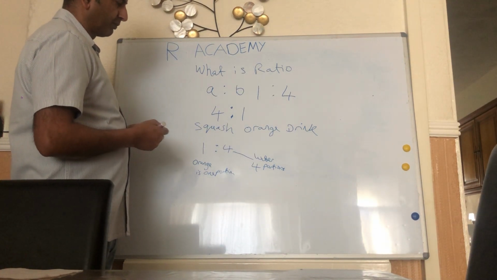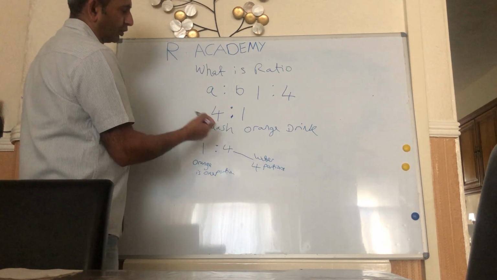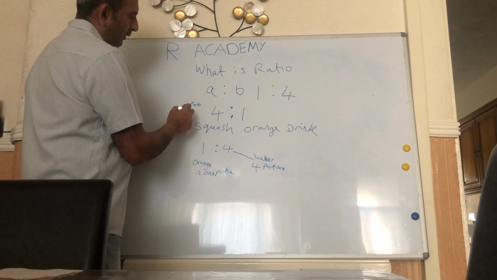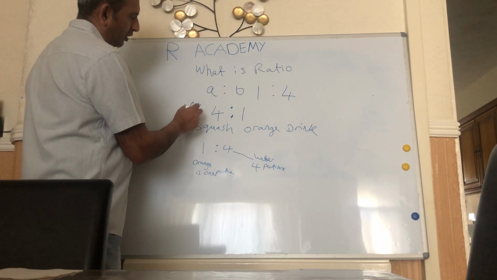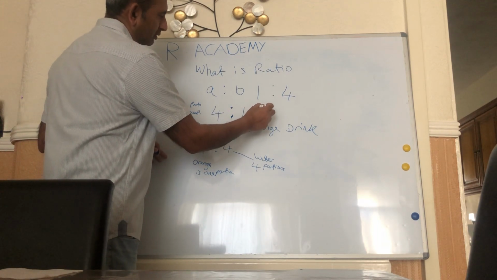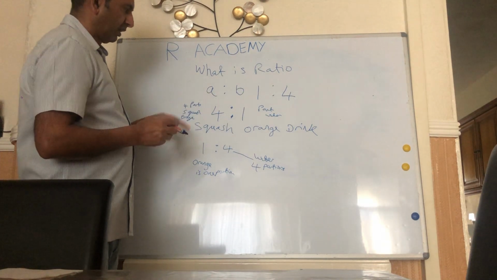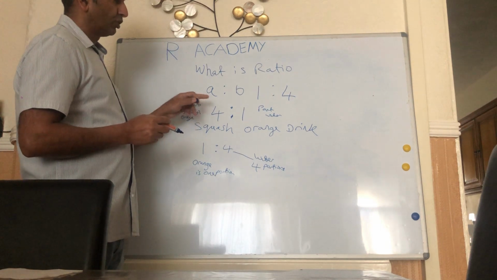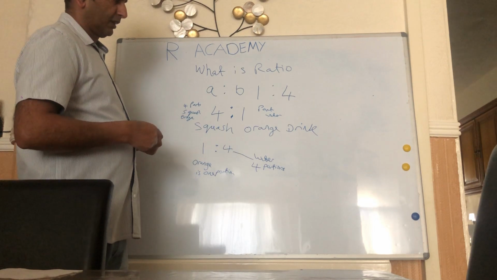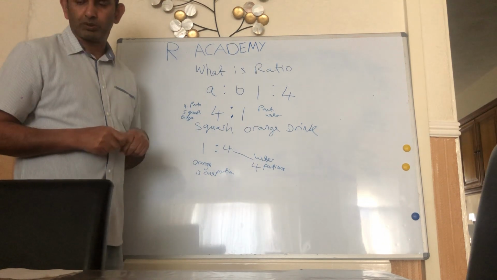But supposing you said it's 4 to 1 instead of 1 to 4, so that would be 4 parts squash or orange and 1 part water. That wouldn't taste that nice. It'd be too sugary, because obviously with 4 parts of squash and 1 part water, it would make the taste a little bit stronger. Yeah, so that's why it's important.